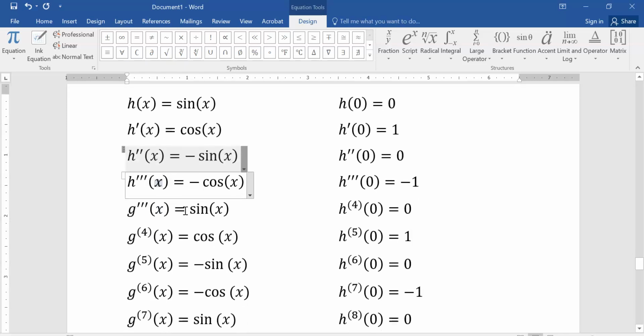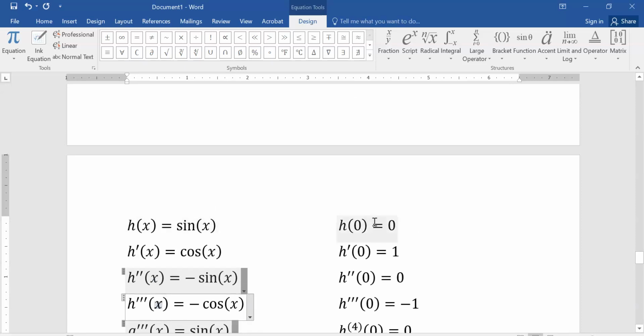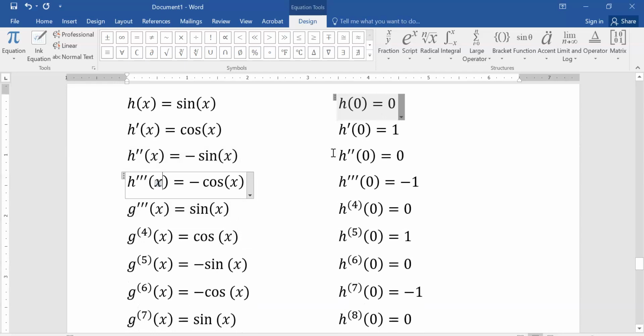Now, what you'll notice is that obviously you plug in 0 because it's a Maclaurin series that we're looking for. So you plug in 0 into h, you get 0. You plug in 0 into the first derivative, you get 1. Into the second derivative, you get 0. Third derivative of h, you get -1. Fourth derivative of h, which again was the same as the third derivative of g, you get 0. So you get the 0, 1, 0, -1 pattern again. So every cycle of 4, it's going to be 0, 1, 0, -1.